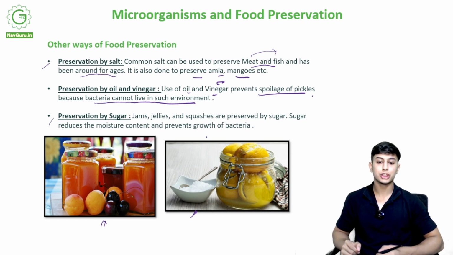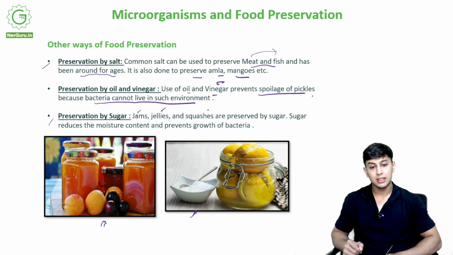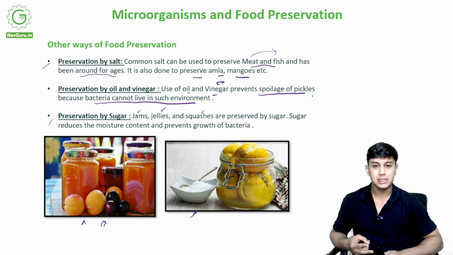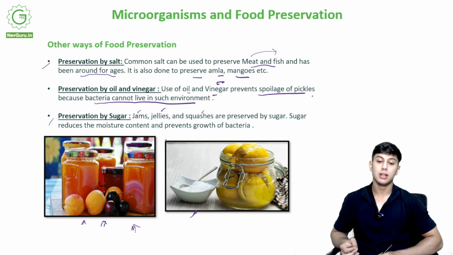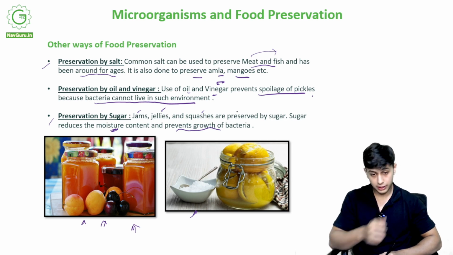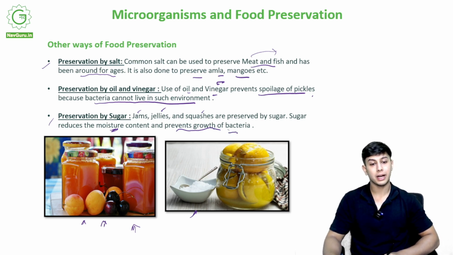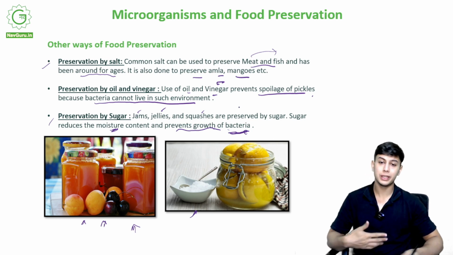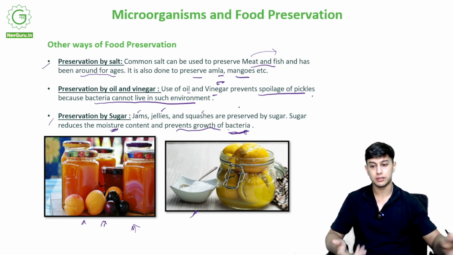Another preservation is by sugar. Now you might be wondering, how sugar? Jams, jellies, squashes. See over here, these are jams, jellies and squashes. Whenever we go to Himachal Pradesh, they have their own jams, apricot jam, apple jam and all these things. How are they preserving it? They have no factories and all. They use sugar. Sugar reduces moisture, it reduces the water content and prevents growth of bacteria. This is how we can preserve.